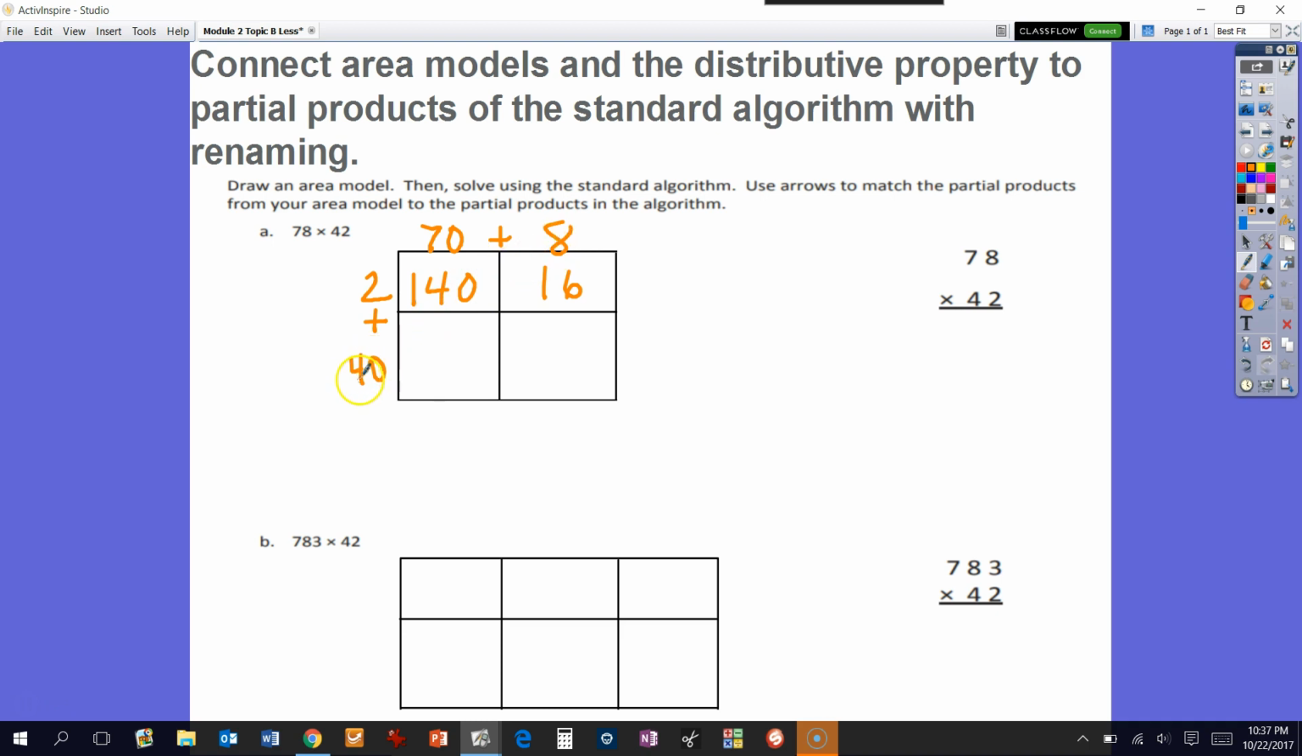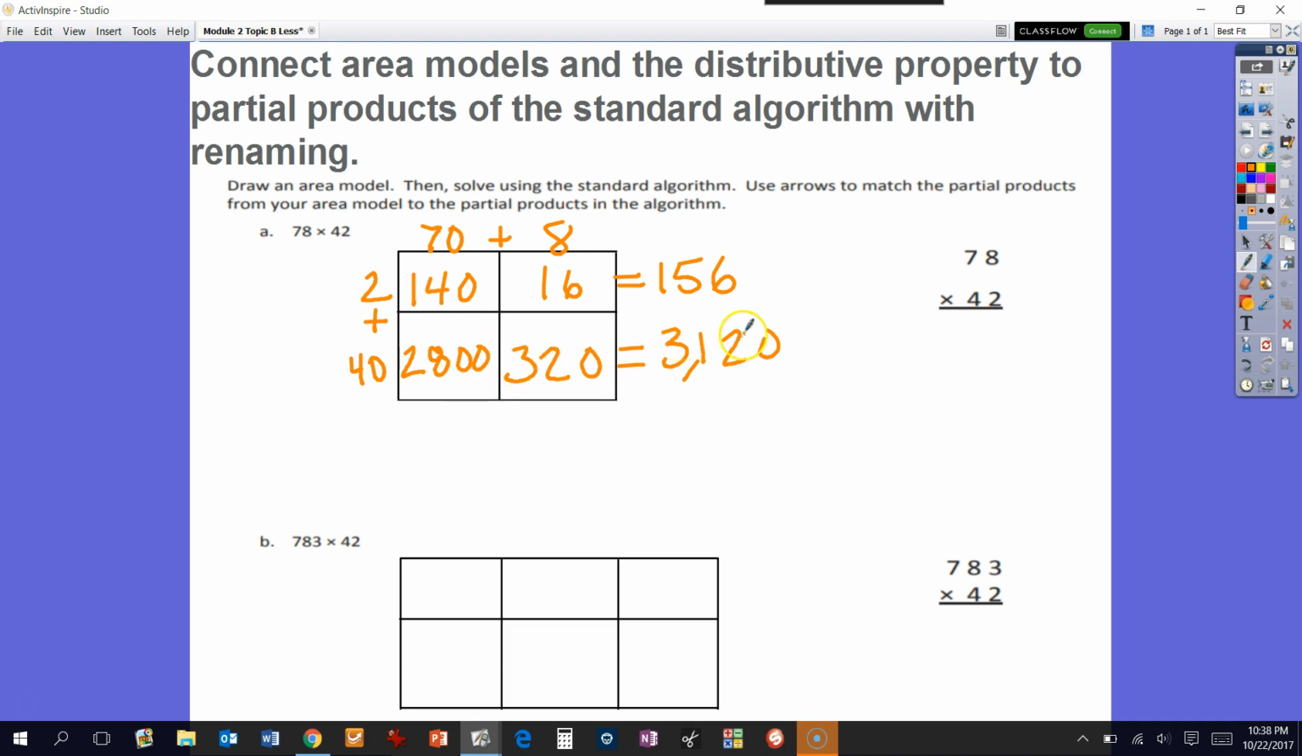And then we have 40 times 8, which is going to give us 320. Then we have 40 times 70, which is going to give us 2,800, 2 zeros. Okay, 140 and 16 is 156, and this is going to be 3,120. All I did was add these two numbers up going across.